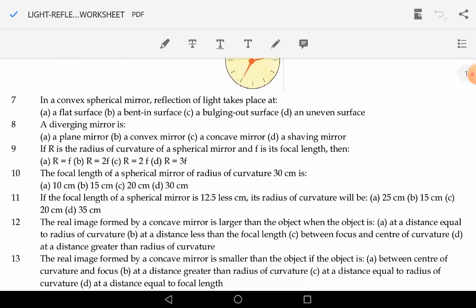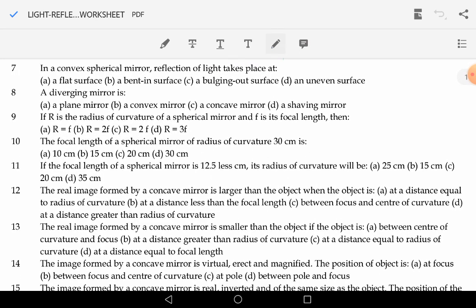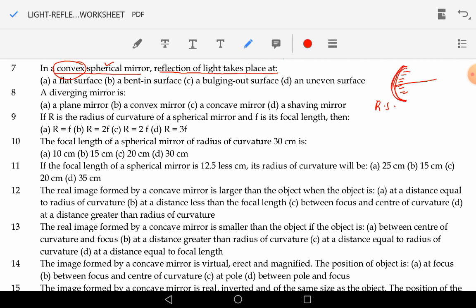Now, moving on to 7th question. In a convex spherical mirror, reflection of light takes place. Now, it is a convex spherical mirror. Now, what is a convex spherical mirror? A spherical mirror whose reflecting surface is curved outwards. You all can see it is curved outward. This one is the polished surface.